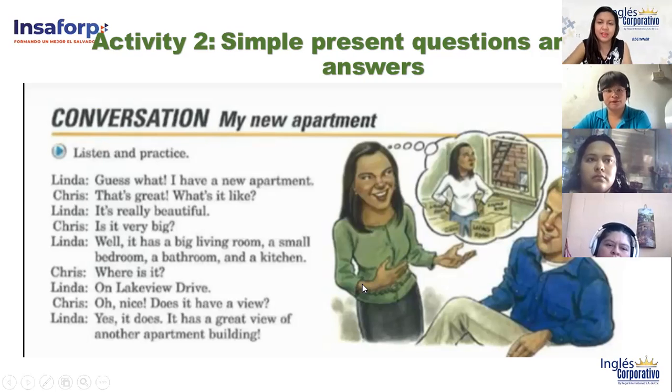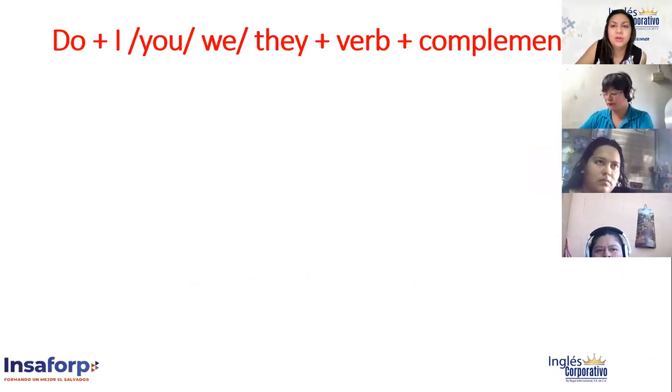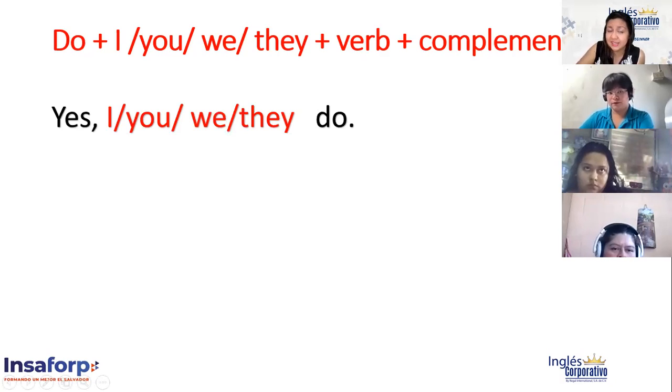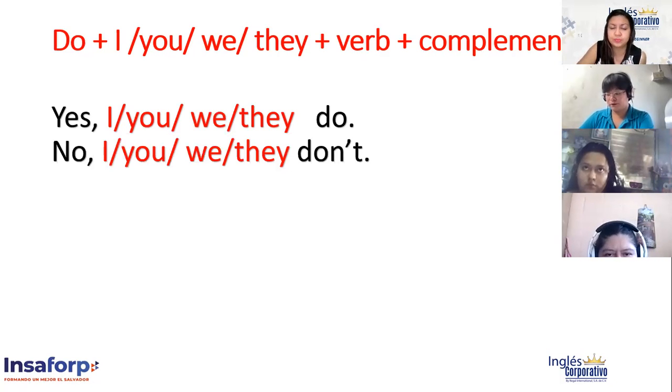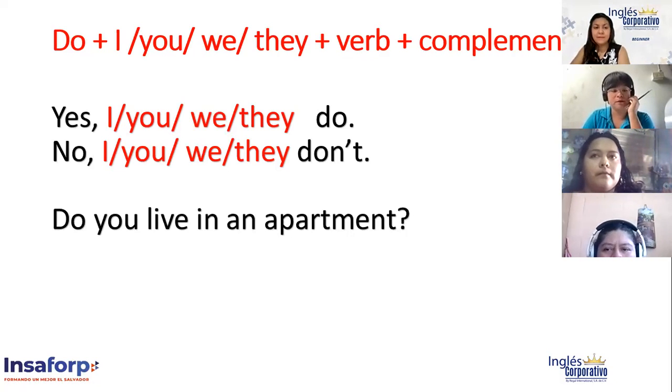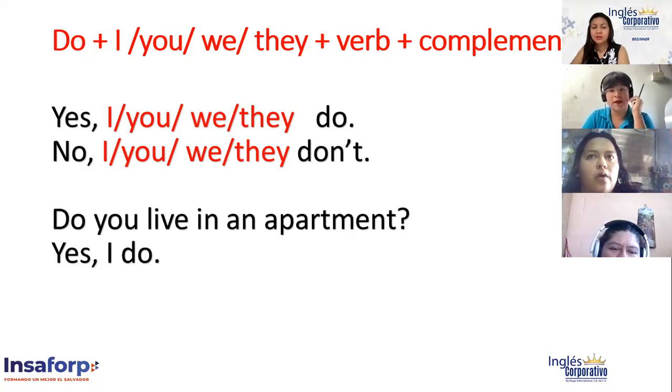Entonces, aquí tenemos una pequeña fórmula. Cuando usamos do for questions, como ya les había explicado un poco antes, lo usamos with subjects I, you, we, and they. The verb in the base form plus the complement. We have an example here, and the answer is yes, you mention the subject and then do. Or no, the subject plus don't. Example, do you live in an apartment? ¿Cuál sería la respuesta? What would the answer be? Yes, I do. Exactly. Or no, I don't.